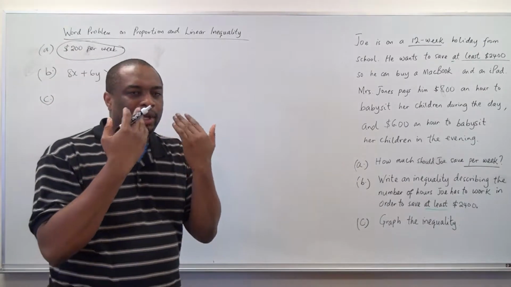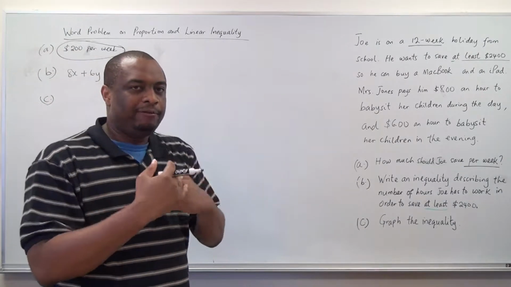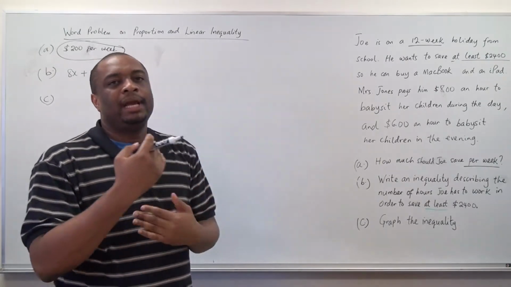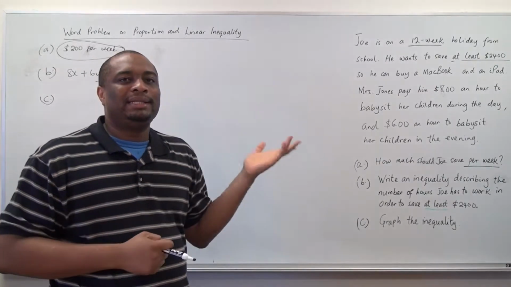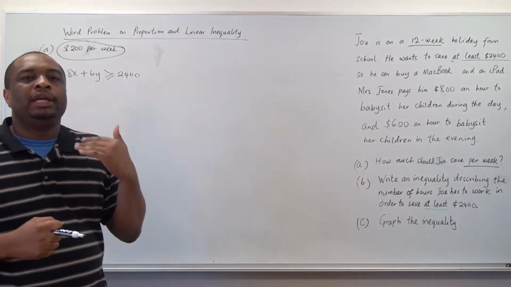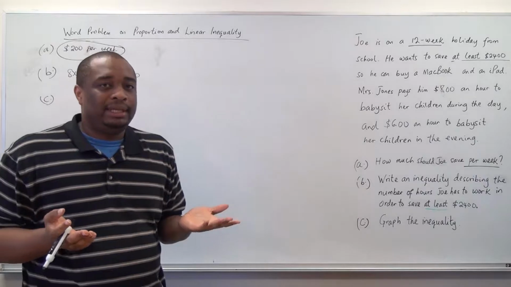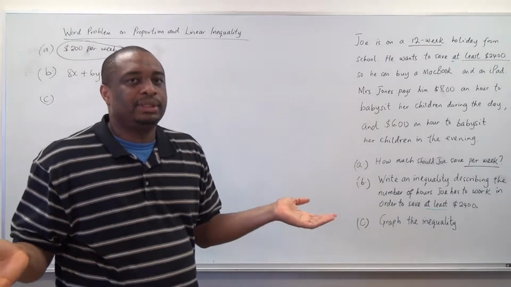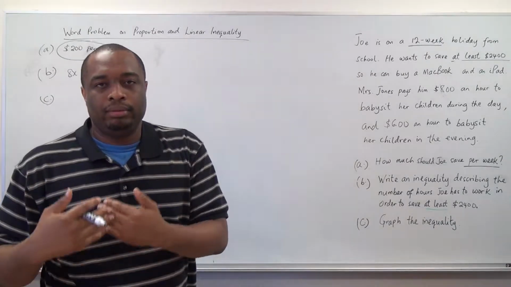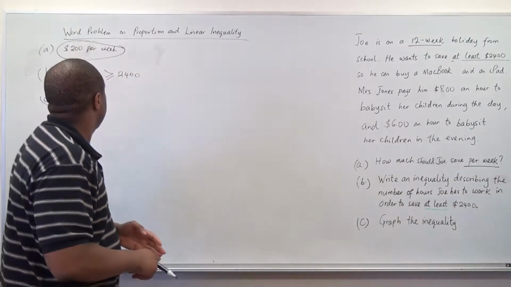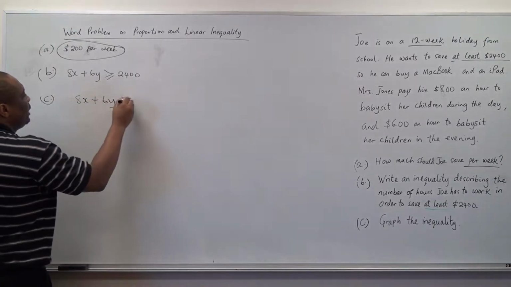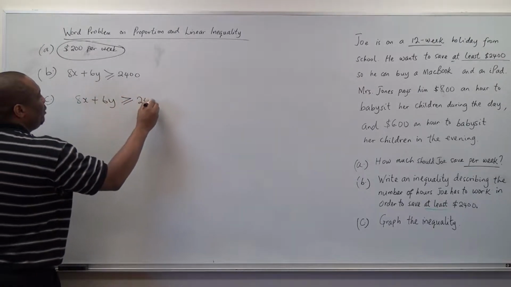When we graph equations, the first thing we do is to find the x-intercept and the y-intercept. That is the same thing we do here. So we will graph this inequality just as we graph equalities. Equality is the equations. Inequality is when they are not equal. So we are going to graph 8x plus 6y greater than or equal to 2400.